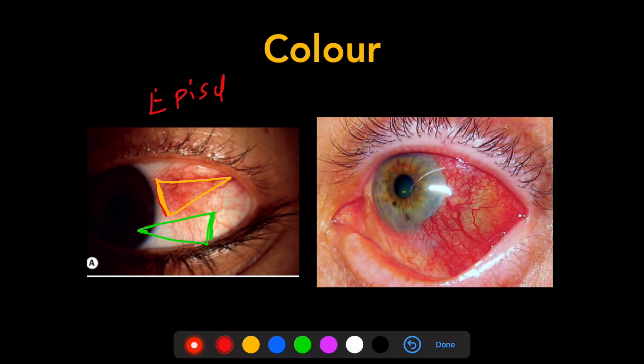Now note how severe the scleritis eye looks. You have not just the superficial but rather deep vessel involvement is also noted here. And you also have this kind of a violaceous hue. You can appreciate this violaceous hue better under daylight, and that's what separates scleritis from episcleritis.